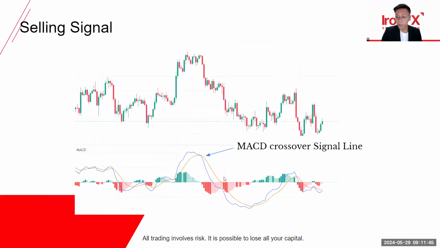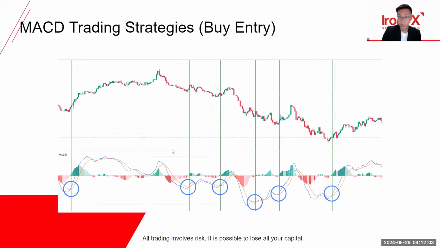So how do you identify a selling signal using MACD? If the MACD line crosses under the signal line, then we are looking for sells. Let me show you guys the buy entry first. If the MACD, which is the blue line, crosses above the yellow line, then we are looking for buys. We can see right here, it crosses over, and so on and so forth.